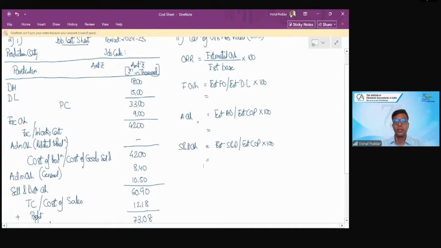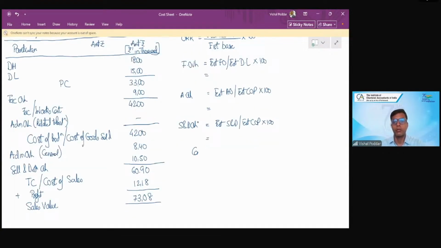Besides this, we find out our calculation of profit percentage on sales, because we have to maintain this also as per the requirement. So profit percentage is equal to profit upon sales into 100.